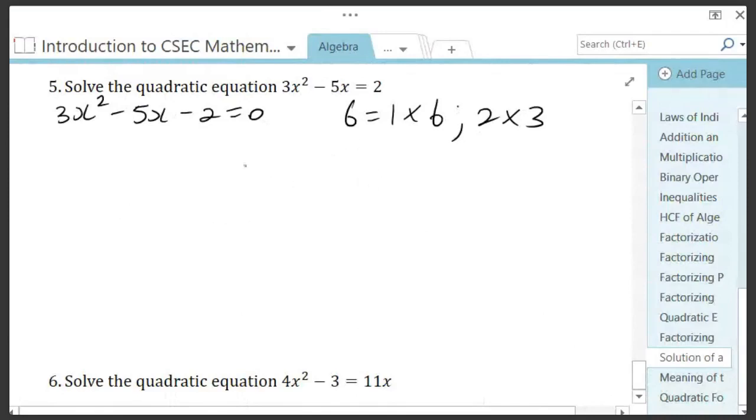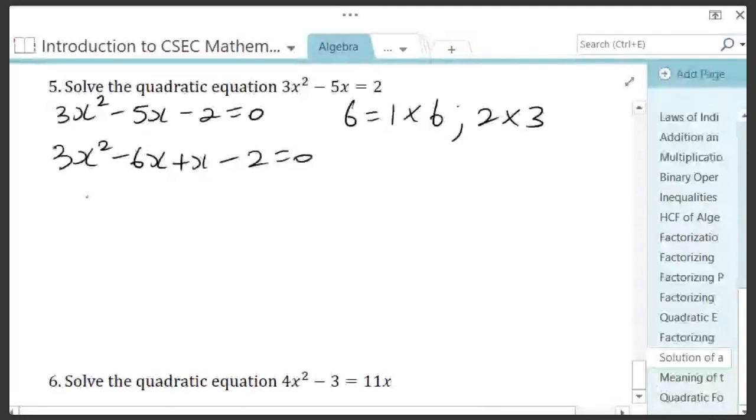Notice here that we want to get minus 5. All right, so minus 6 plus 1 will give minus 5, and I'll maintain an even number of negative signs. So this will be here 3x squared minus 6x plus x minus 2. This is equal to 0.